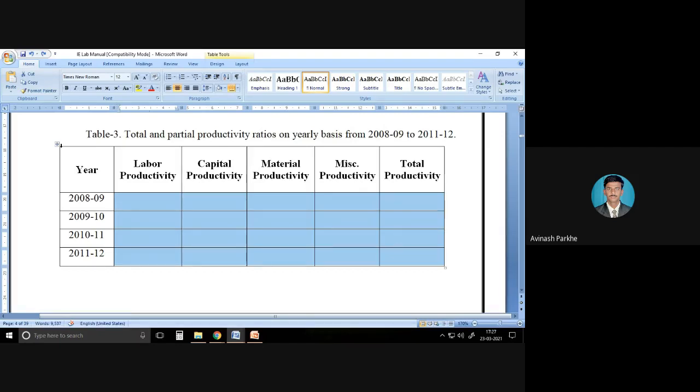So through this experiment, what we have to understand is, at the end, in the academic year 2008-9, what is the productivity of that steel industry? Then in academic year 2009-10, what is the productivity? In 10-11, what is the productivity? And in the last 11-12, what is the productivity? And if I compare all the productivities from 2008-9 to 2011-12, from that percentage, I can say whether the productivity of that steel industry increases or decreases.